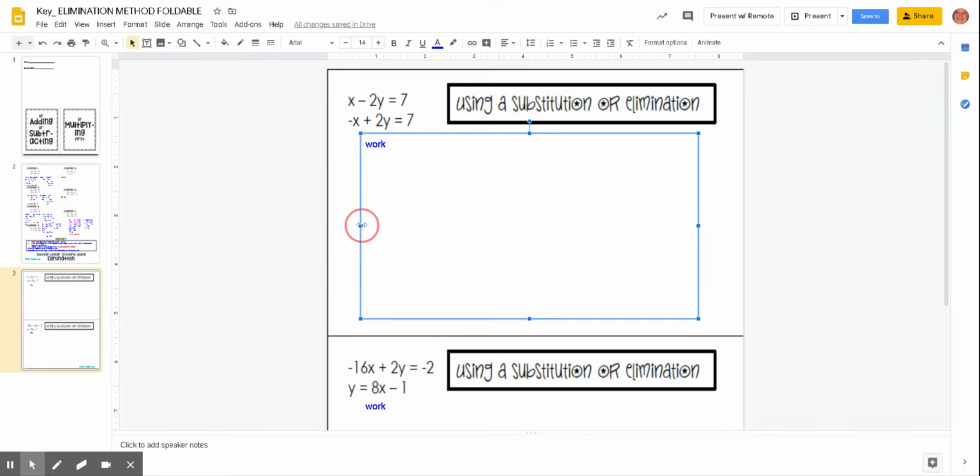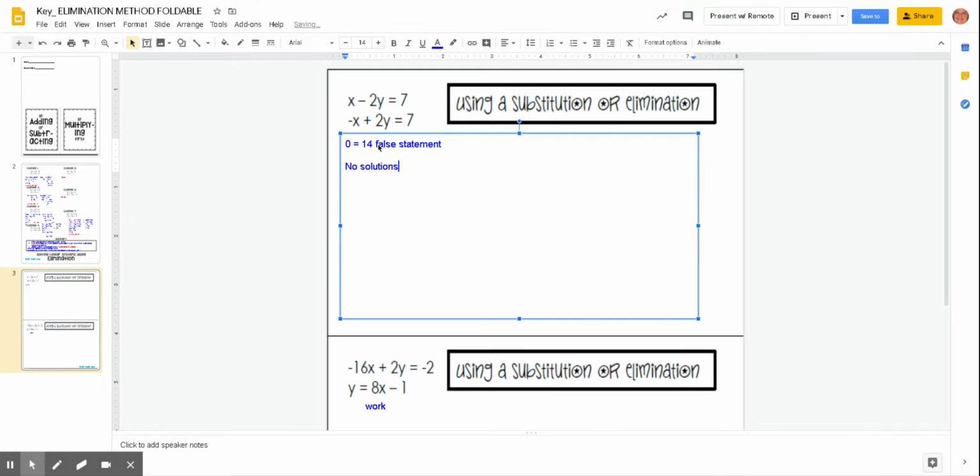So the work on this, we have x minus 2y equals 7 and negative x plus 2y equals 7. Well, if we eliminate everything, this is 0. This is 0. We'd wind up with 0 equals 14. And that is most certainly a false statement. Remember, when we have false statements, that means no solutions. If you go back and check your notes for substitution, in fact, this was a no solution.